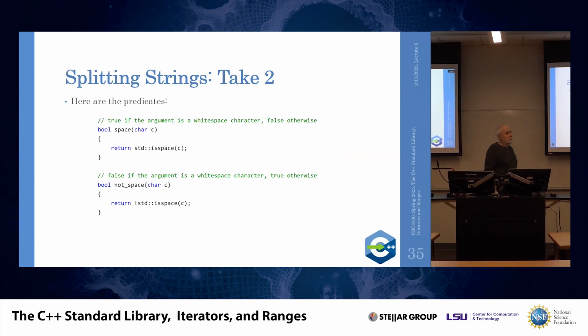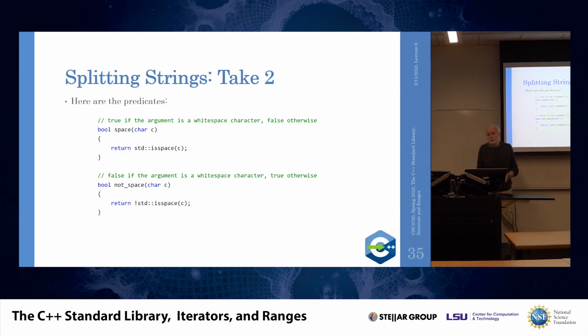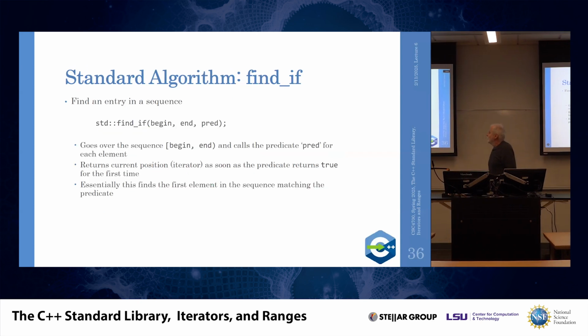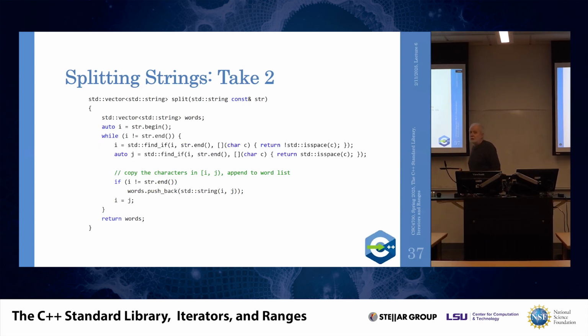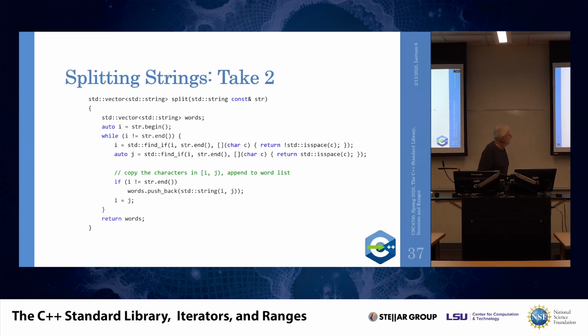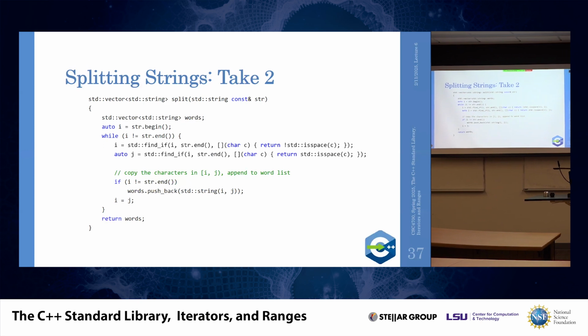Here are the predicates I was using. Not space is just returning whether the argument is not a space, and space is a predicate which is returning whether it's a space character. And you can certainly use a lambda for that. No problem, right? So instead of having that extra function, we can just drop a lambda in there, which is doing exactly what we want.